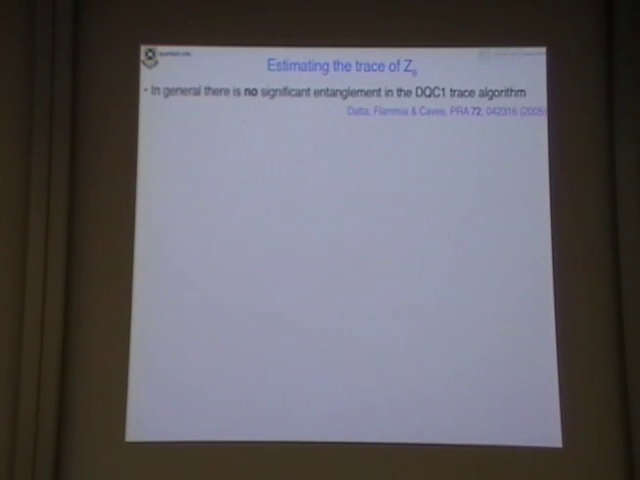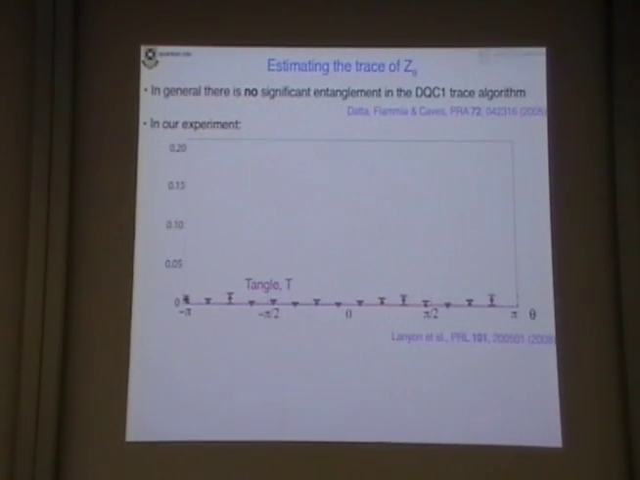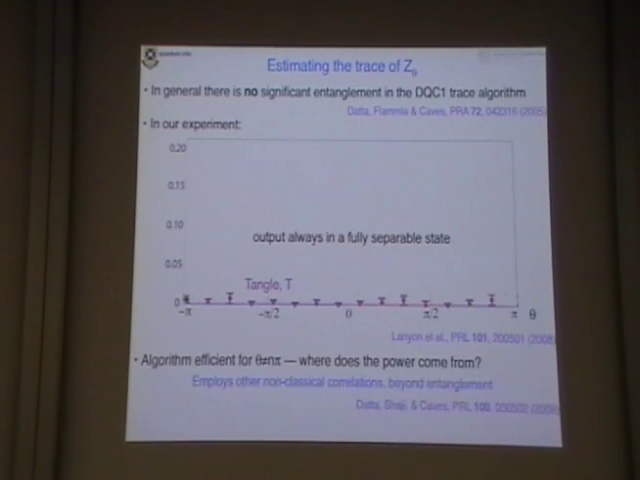So there's no significant entanglement in that algorithm, and that's been proven mathematically. And in our experiment, we measured the tangle was to within error 0 for all settings. So that means the output's always separable. You can beautifully describe it by classical physics. So where's the power coming from? Well, it hints that there are correlations between quantum systems that isn't entanglement, beyond what Schrödinger thought about. And in fact, for all quantum computing, entanglement's not necessary. For a lot of it, it is, but not for all of it.